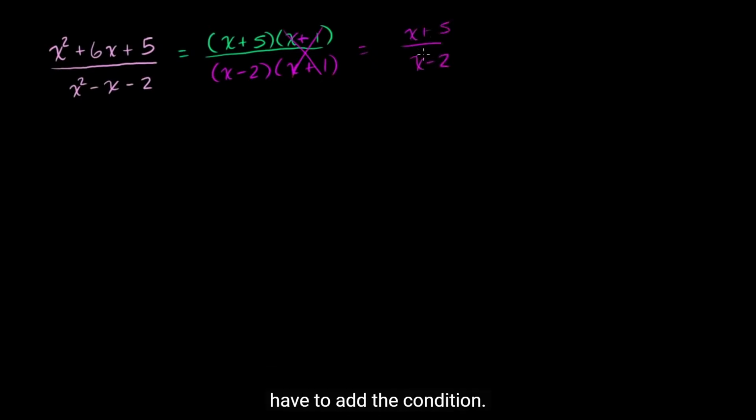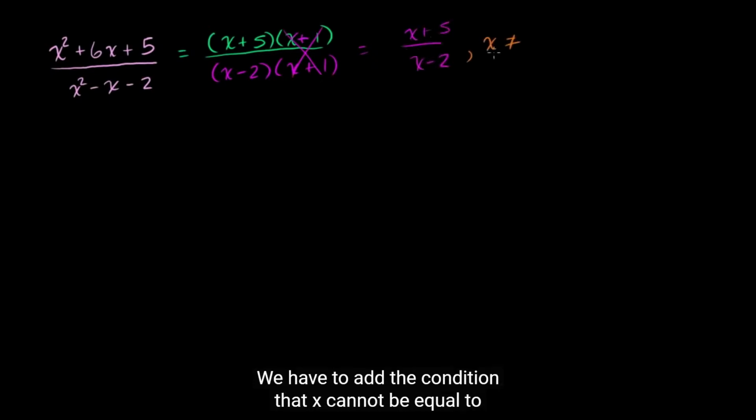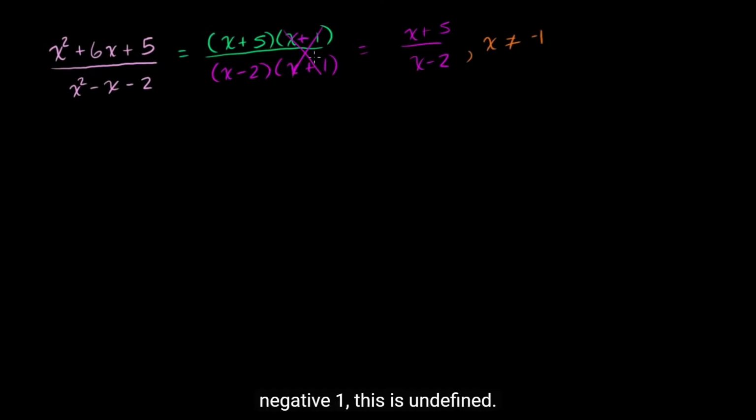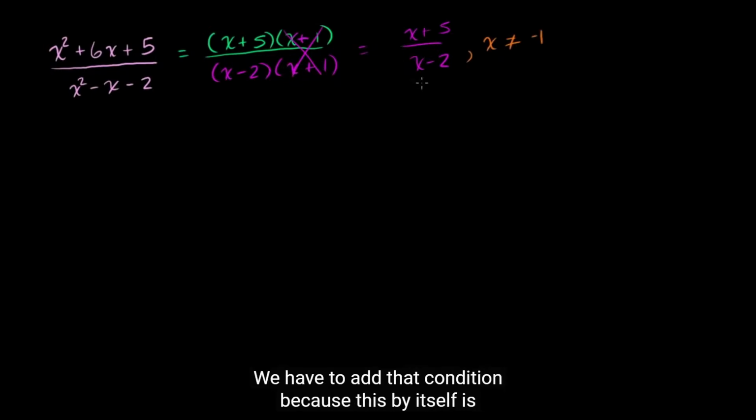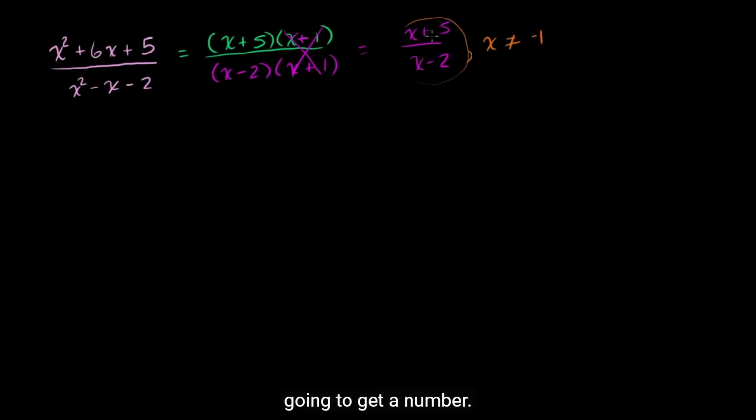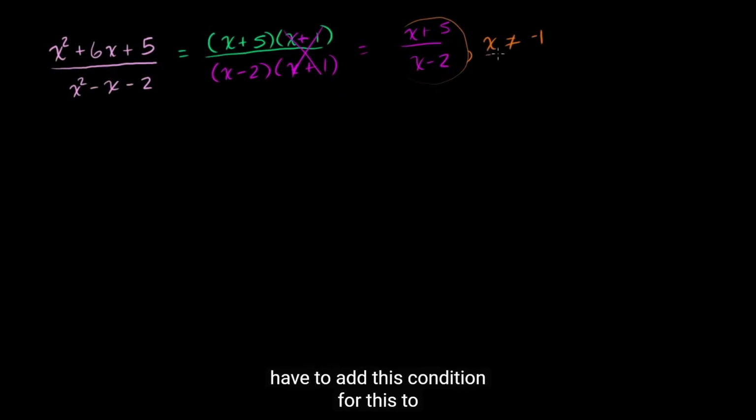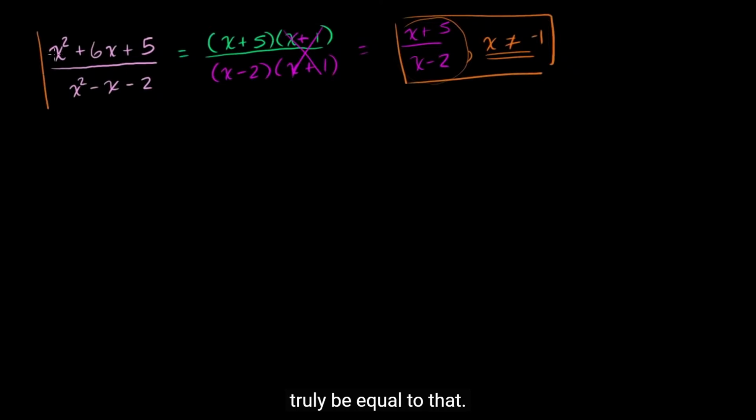But for them to really be equal, we have to add the condition that x cannot be equal to negative 1. We cannot, because if x is equal to negative 1, this is undefined. We have to add that condition because this by itself is defined at x equals negative 1. You could put negative 1 here and you're going to get a number. But this is not defined at x equals negative 1. So we have to add this condition for this to truly be equal to that.